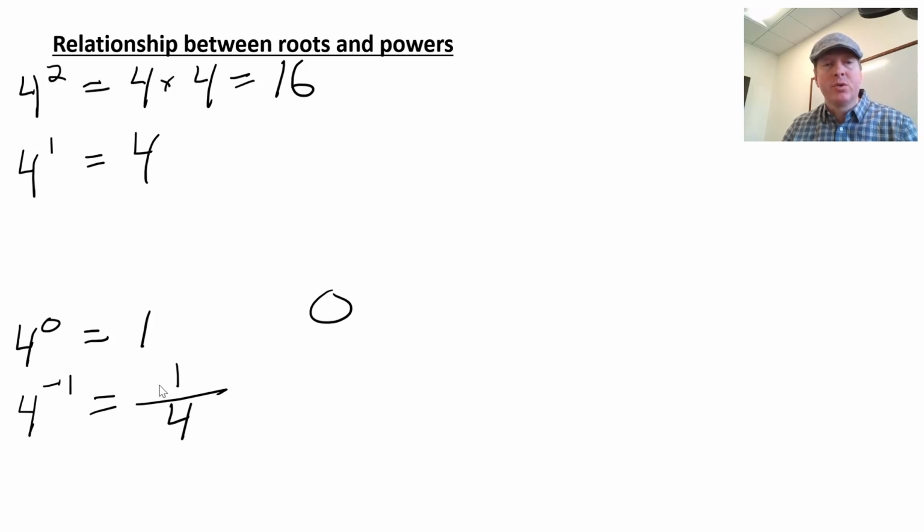And negative exponents, what's 4 to the negative 1? Well, it's 1 over 4 to the positive 1. It's just 1 over 4. Okay, all well and good.